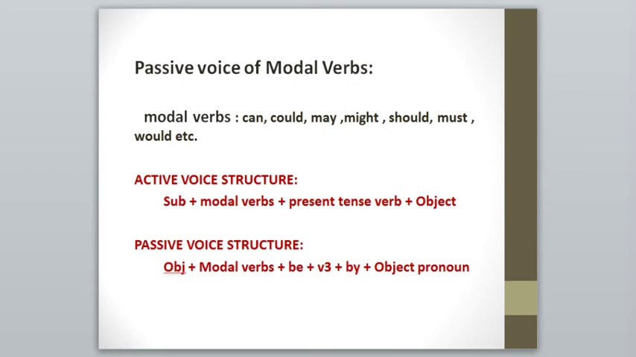Modal verbs, we call them modal auxiliaries also. Modal auxiliaries show the attitude of the speaker. These modal verbs have different functions. When we take up the modal verbs, at that time I will teach you their functions. But now you have to remember can, could, may, might, should, must, would, ought to, dare, need. These are the modal verbs. Okay. Now see the structure.